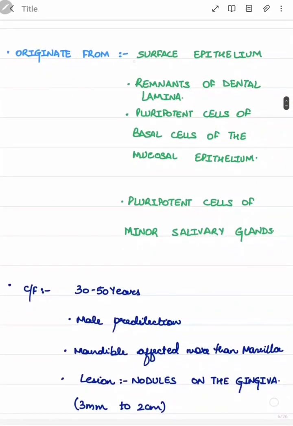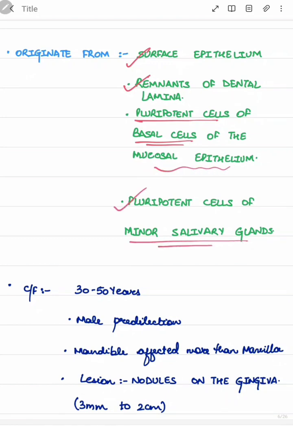It originates from the surface epithelium remnants of dental lamina, as we have seen in the intraosseous ameloblastoma, the same pathogenesis. Now, the pluripotent cells of the basal cells of the mucosal epithelium or the pluripotent cells of the minor salivary gland. What is pluripotent cells? The cells that can give rise to many other types of tissues basically.